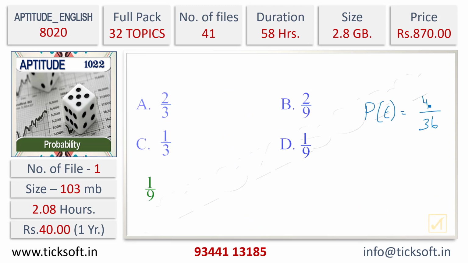Now we know that these two terms have the common factor 4. So 1 into 4, 4, 9 into 4 will be equal to 36. Hence the required answer is 1 by 9. So out of these 4 options, option D 1 by 9 is the correct answer.